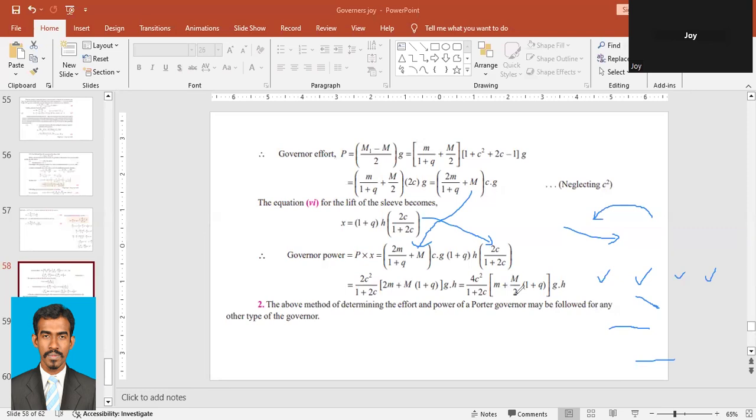All right. The above method of determining the effort and power of a portal governor may be followed for any other type of governors. So the same format, same method can be applied to any other forms of governors. Just find the power, find the sleeve lift, substitute, and find the answer.